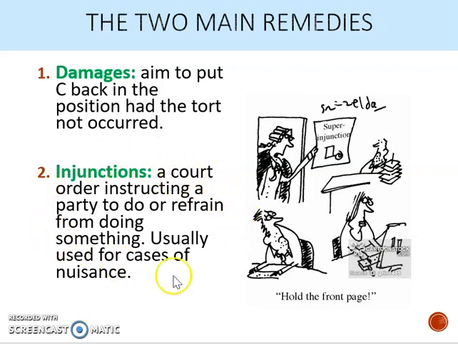We looked at injunctions particularly when we were looking at nuisance, because they're going to be particularly useful in a nuisance case because they're a court order, usually instructing a person to refrain from doing something. Occasionally they can instruct a party to take positive action as well. So we'll look at each of these in turn.